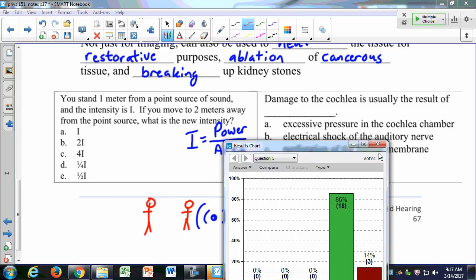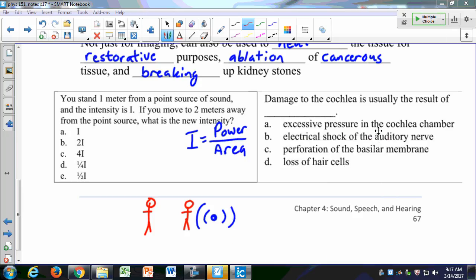Okay, good. D is right. It is a quarter of the intensity. The reason is because the power is going to remain the same. The source is still sending out the same amount of energy per unit time, but this area is 4 pi r squared. So if I increase the radius by a factor of 2, which is what I've done, then I've decreased the intensity by a factor of 4 because they have this inverse square relationship. If I double this, I quarter the intensity.